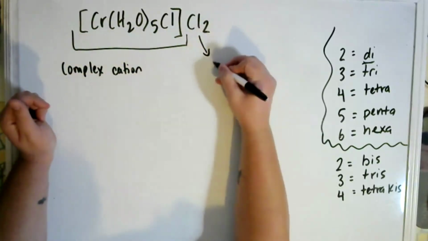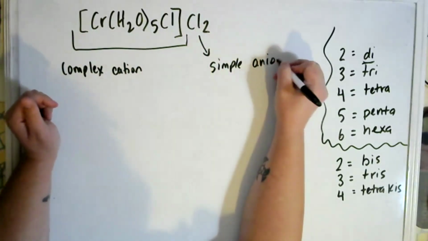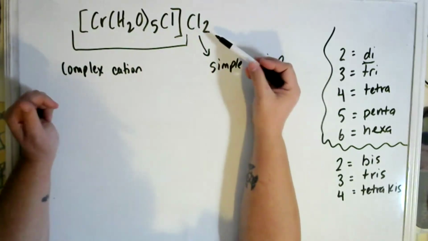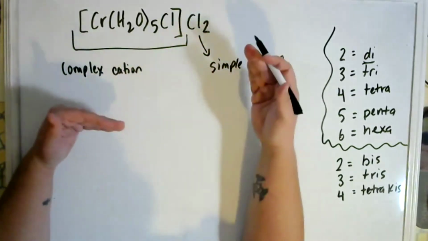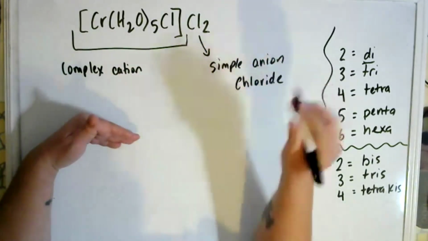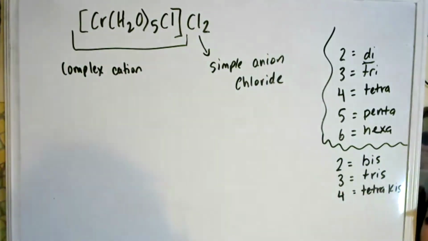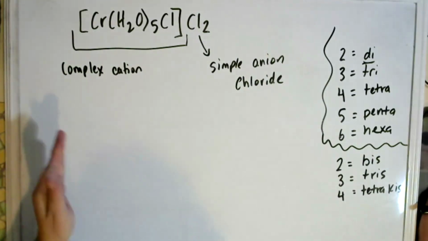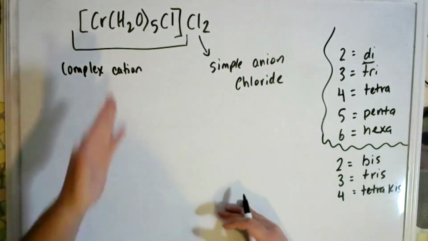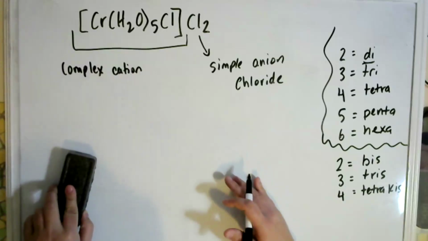And this is going to be our simple anion. And you can even name it now. You know that it's just chloride. So when we're finishing up our name, this is going to be the ending part of our name. All right, but now we're going to work through those same steps that we already talked about to name our complex cation, starting with looking at the ligands and giving them their names.